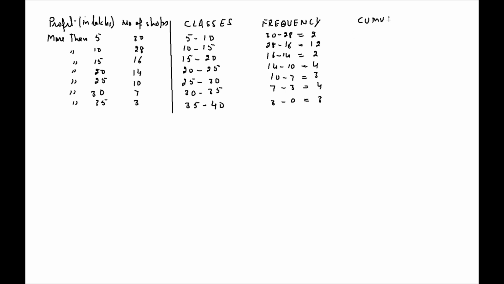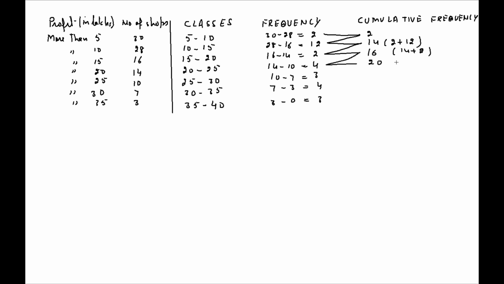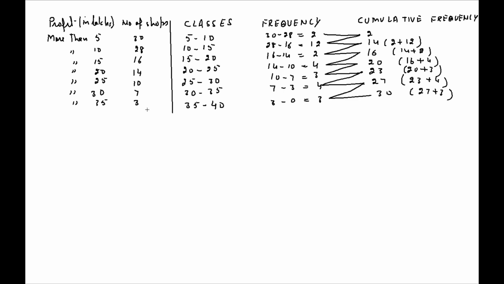So write cumulative frequency. In front of 2 you write 2. 2 add with 12 you will get 14. Next cumulative frequency is 14 add with 2 you will get 16. 16 plus 4 is 20. 20 plus 3 is 23. 23 plus 4 is 27. 27 plus 3 is 30. So cumulative frequency is 2, 14, 16, 20, 23, 27 and 30.